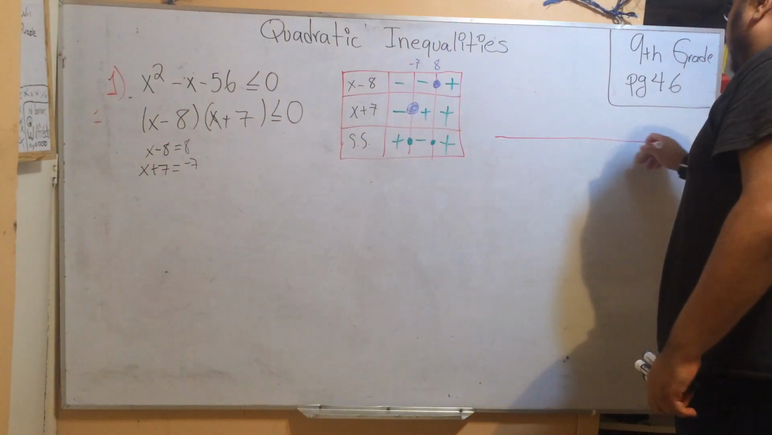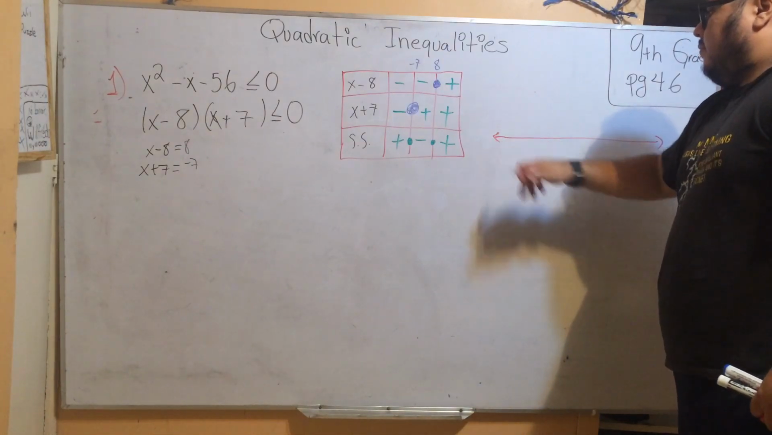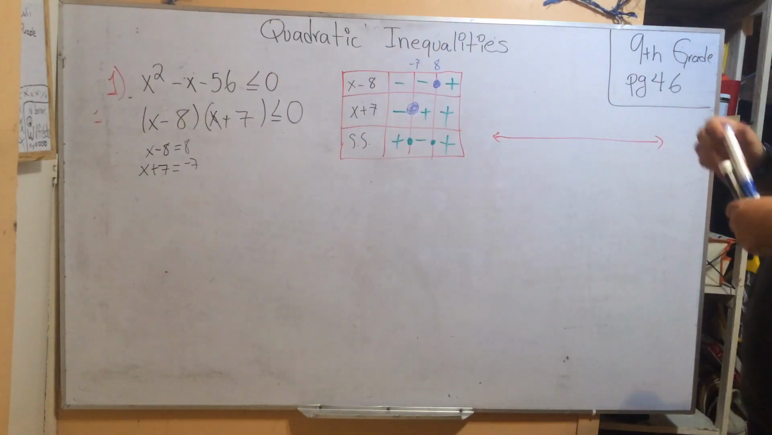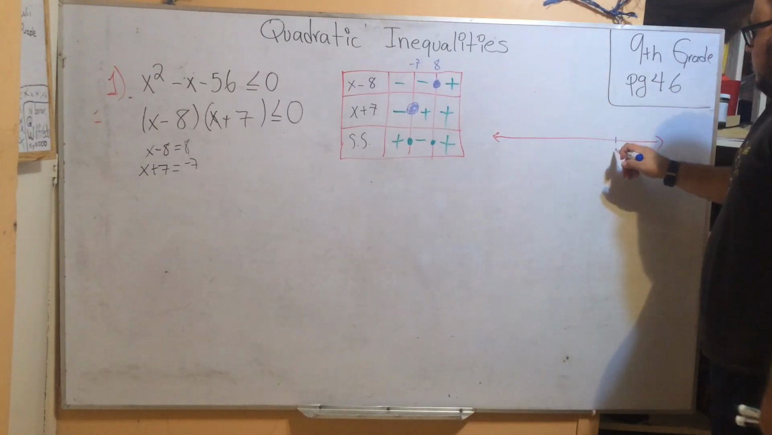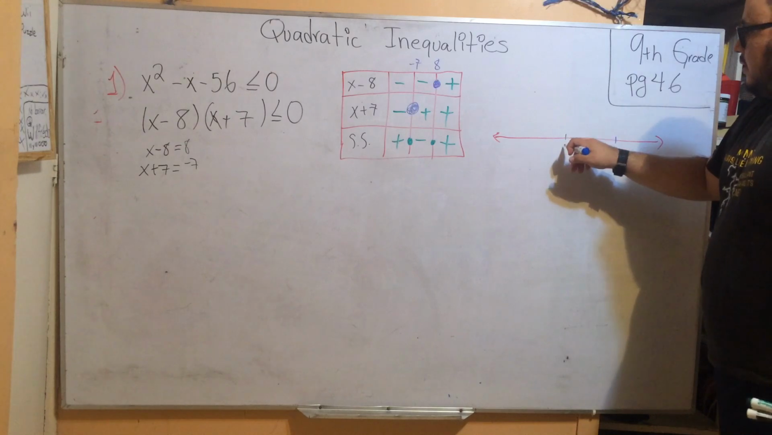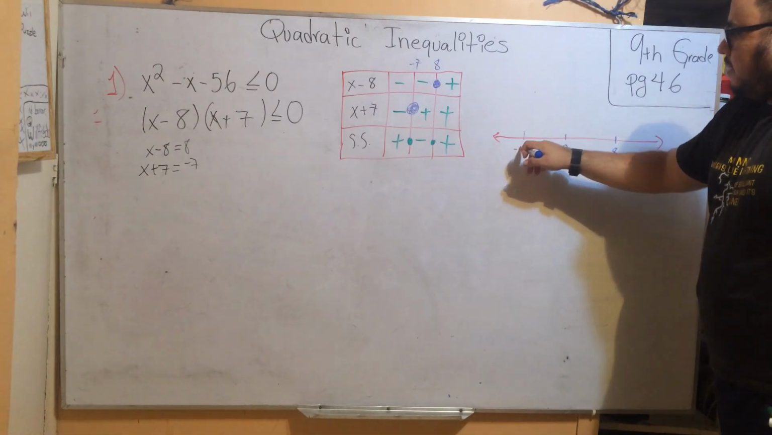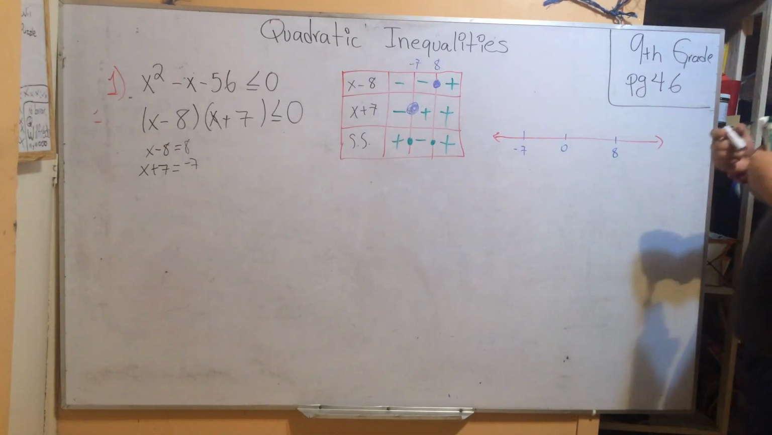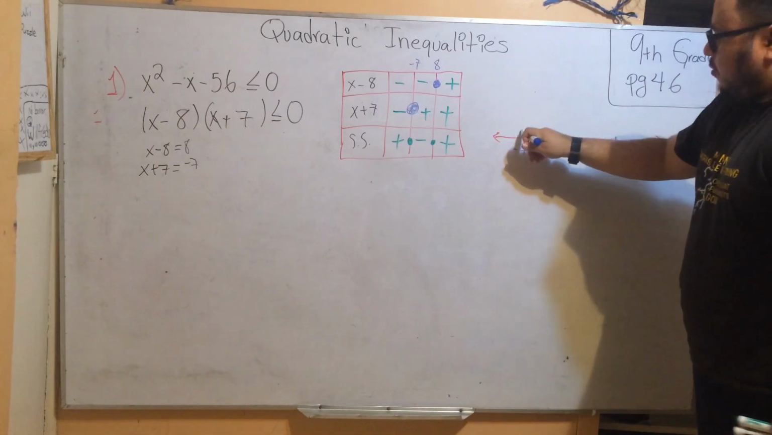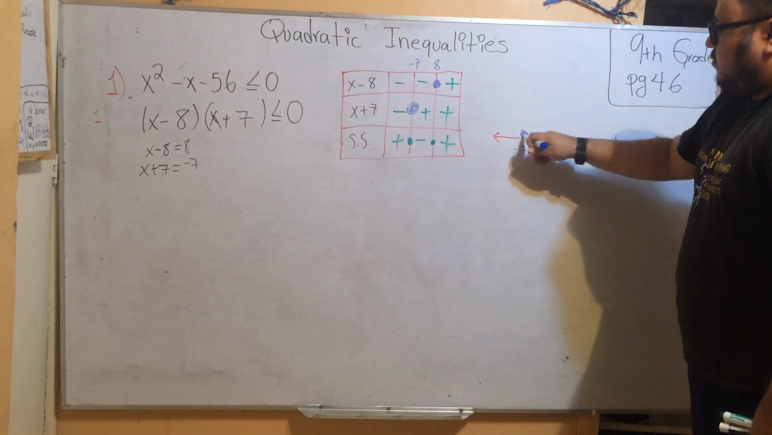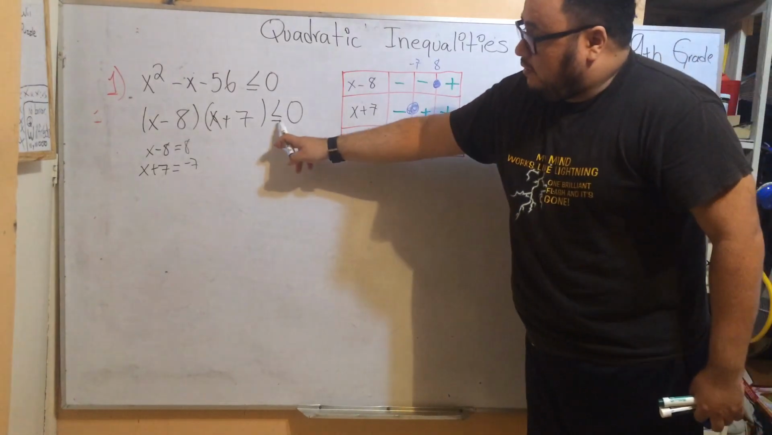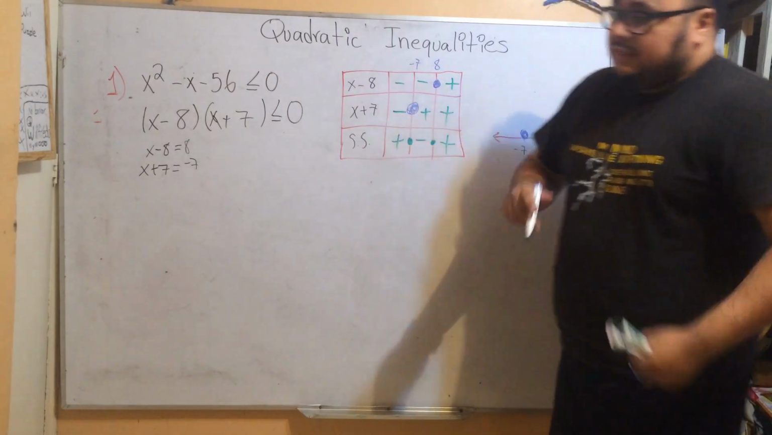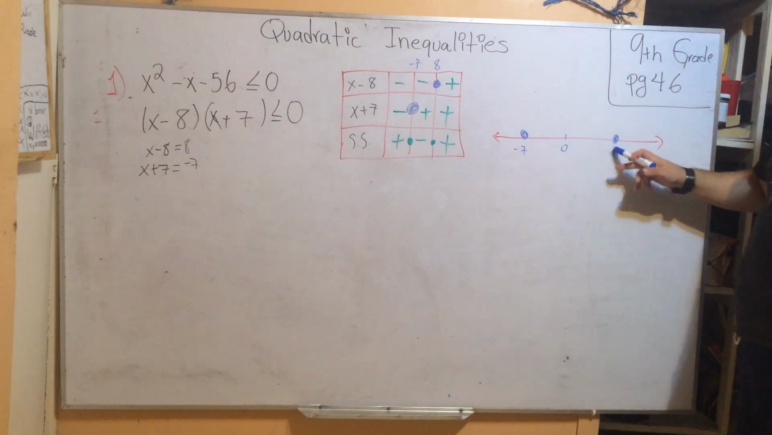So we take our number line and we graph our points. We know that our points are 8 and minus 7. So let's put 8 here. Let's say that 0 is here, and let's say that minus 7 is here. So we graph our points. They are included, remember, because we have a less than or equal. So they are both included.